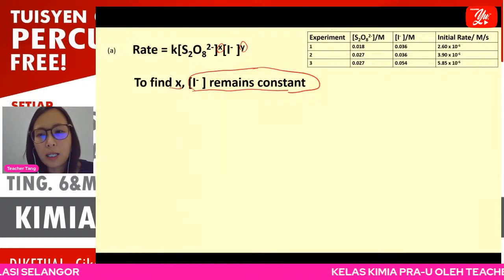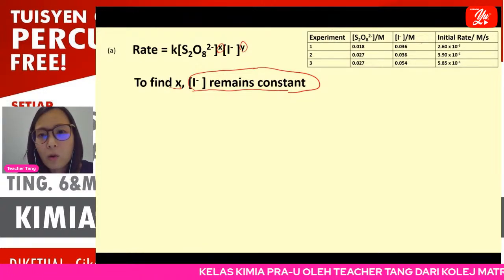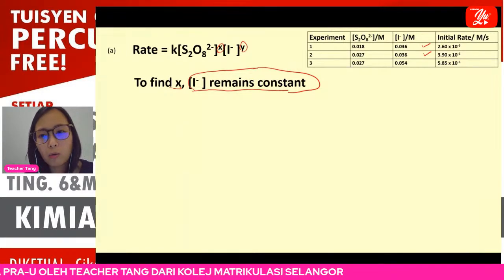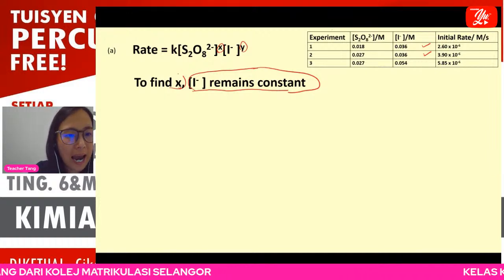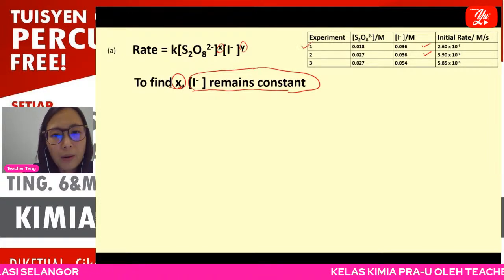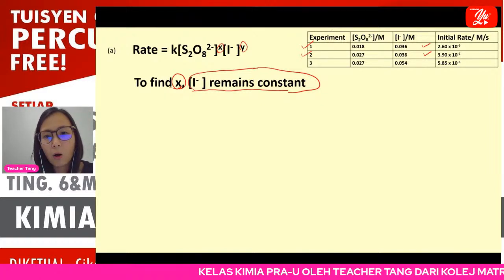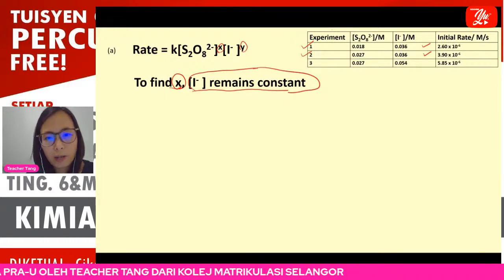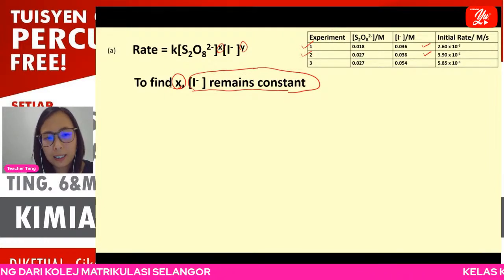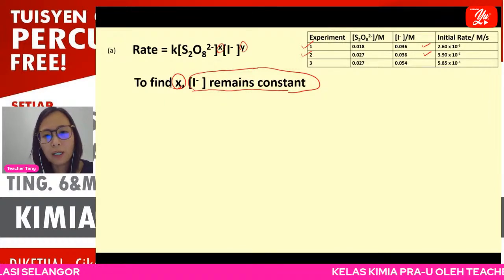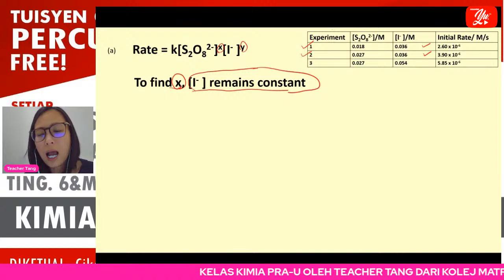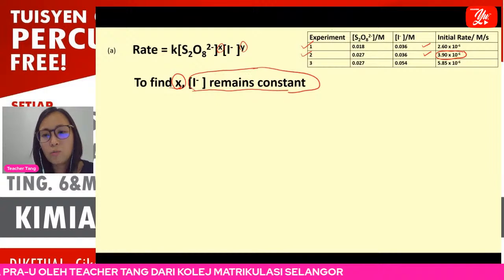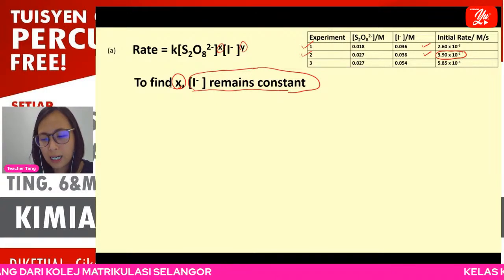Based on the experimental data, we can see that experiment 1 and experiment 2 have the concentrations of iodide ion remaining constant. So in order for us to find x, we need to choose experiment 1 and experiment 2 data. Again, we need to use the reaction rate of one experiment divided by the reaction rate of another. And usually, I will choose the bigger one as the numerator and the smaller one as the denominator.